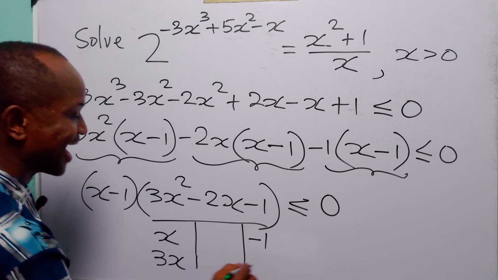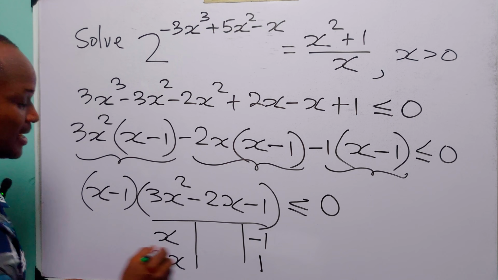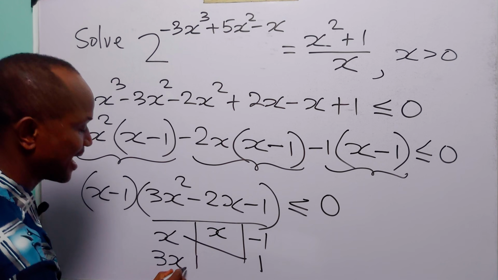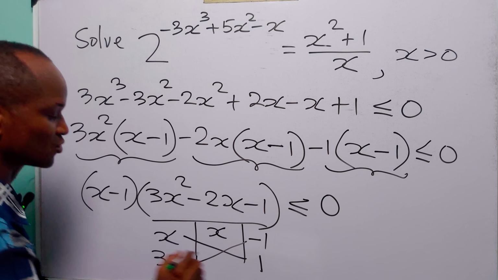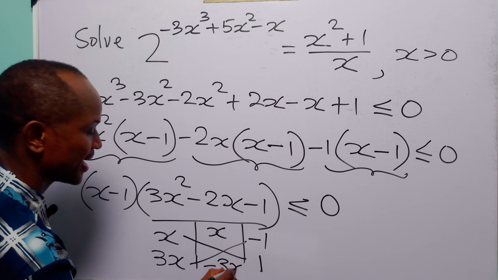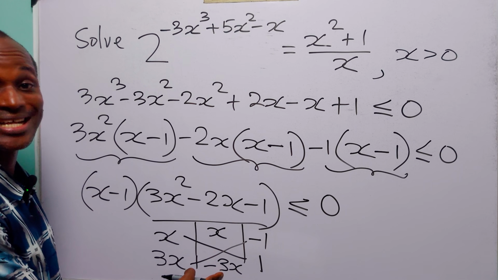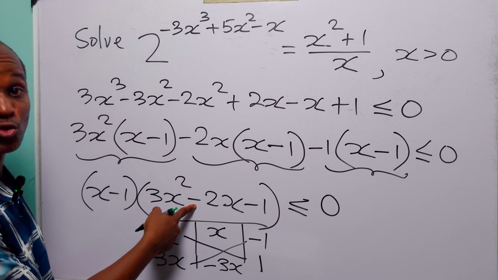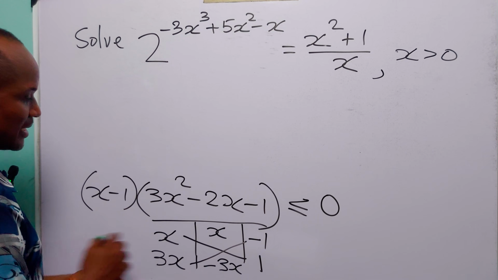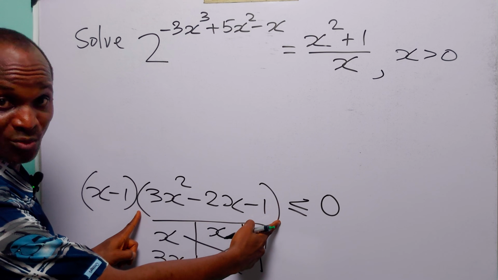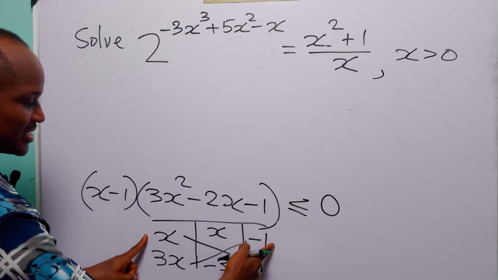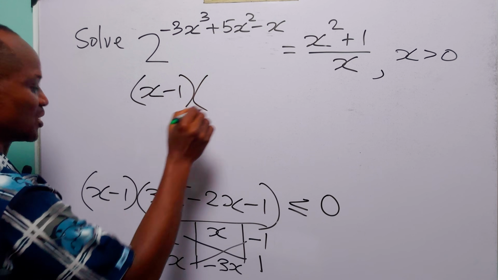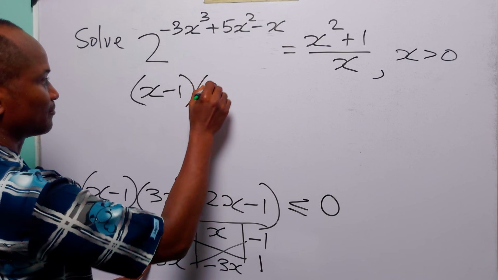minus 1 and 1. Now, x times 1, of course, is x. And 3x times minus 1 is minus 3x. And minus 3x plus x is going to give us minus 2x. Now, this means that when we factorize this quadratic expression, what we have is x minus 1 multiplied by 3x plus 1.